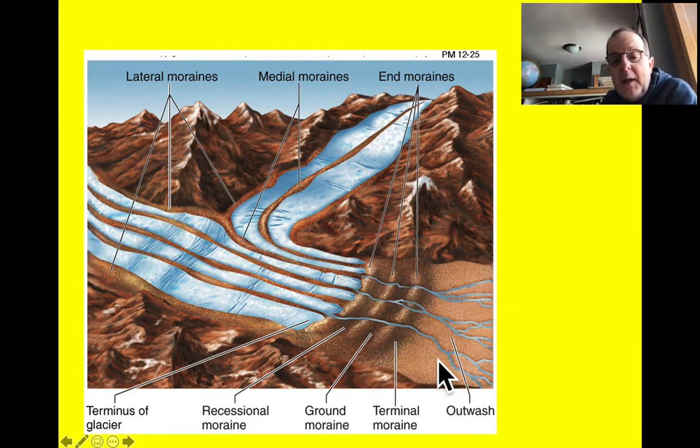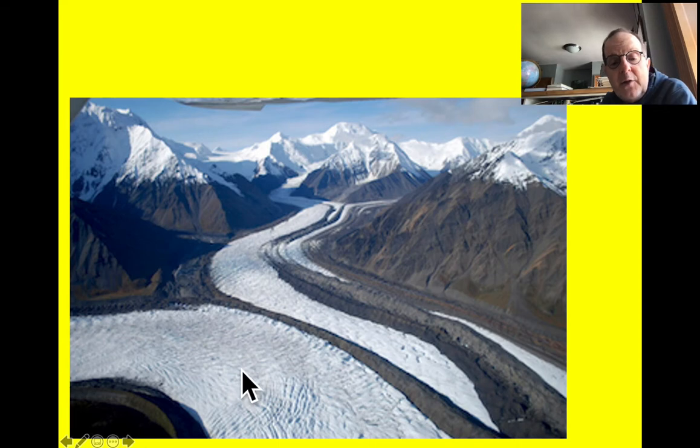Now the outwash plain is deposited sediments too, but these are being moved by water or wind, so they're sorted. But this is not sorted, not sorted, not sorted. None of these deposits in the medial moraines or the lateral moraines are sorted. They are unsorted glacial till. Here's a picture of the medial moraine and some lateral moraine.